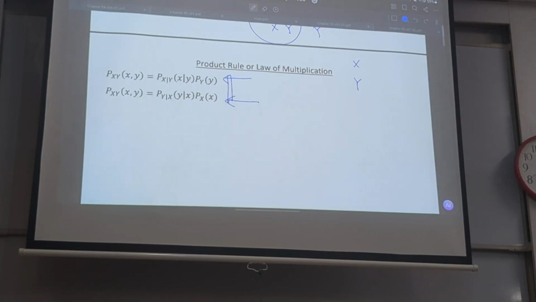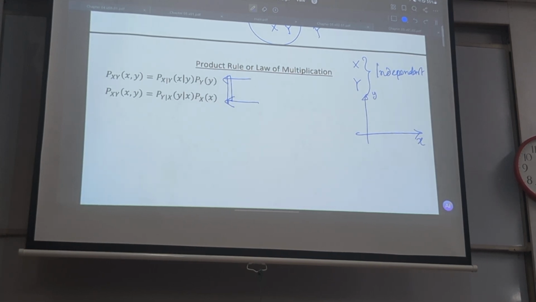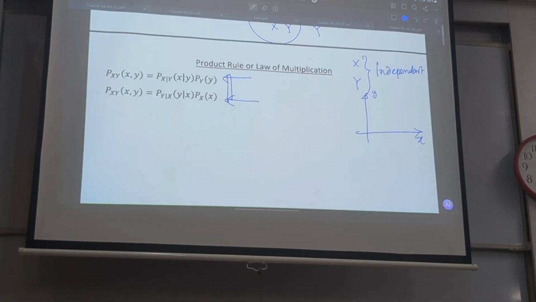And more specifically, you can consider, between X and Y, which one is the independent variable. This independent is not the independence of X and Y. This is between two variables, one is the independent one, another one is dependent. For example, when we draw this graph, which one is independent and which one is dependent? Generally, X is independent, all the time.